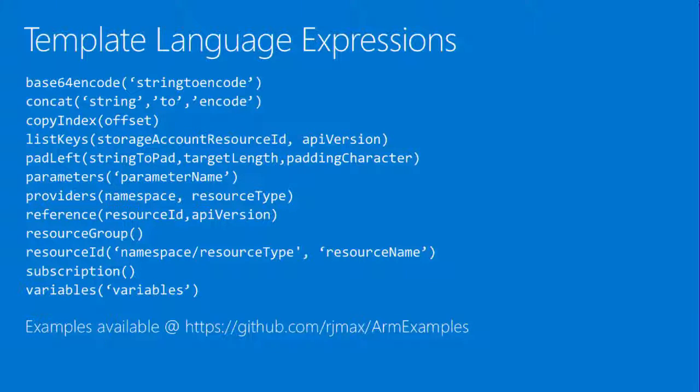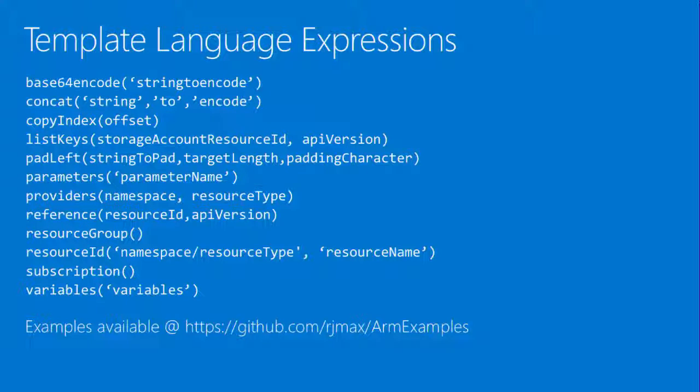OK, so inside the template, for some more advanced scenarios, you can use a bunch of different expressions. Those are the majority of them, but not all of them. So you can do things like base64 encoding for strings, concatenation, which we have seen already, something called copy index, which I'm going to show in just a second. That's one of the very important expression types and semantics inside the template. List keys. This is particularly for things like storage accounts and anything that works really with shared secrets.